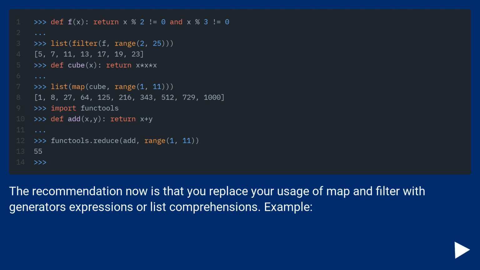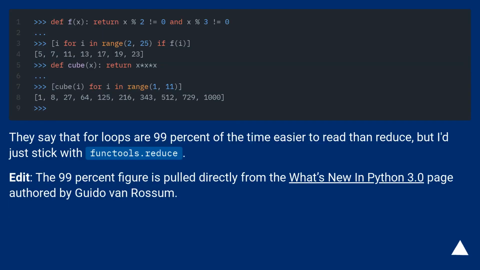The recommendation now is that you replace your usage of map and filter with generator expressions or list comprehensions. Example: they say that for loops are 99% of the time easier to read than reduce, but I just stick with functools.reduce. Edit: the 99% figure is pulled directly from the What's New in Python 3.0 page authored by Guido van Rossum.